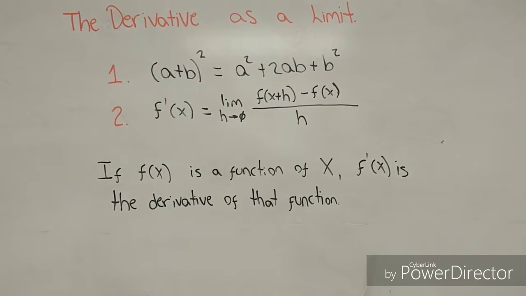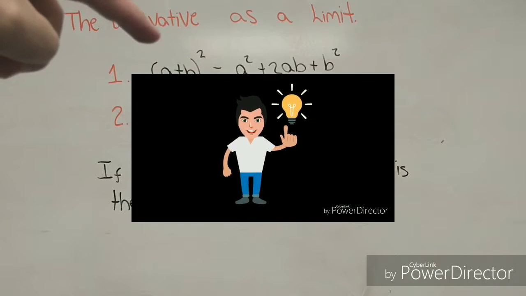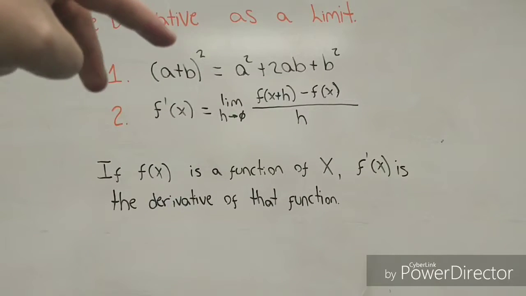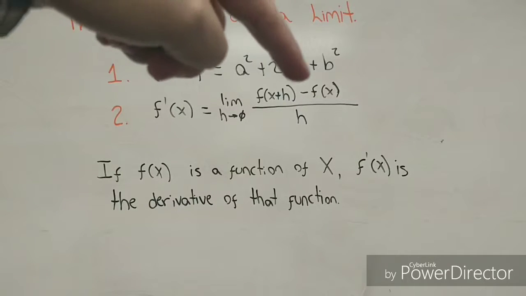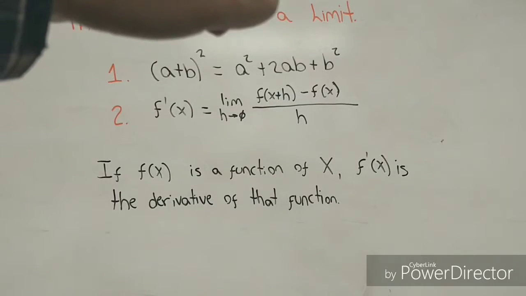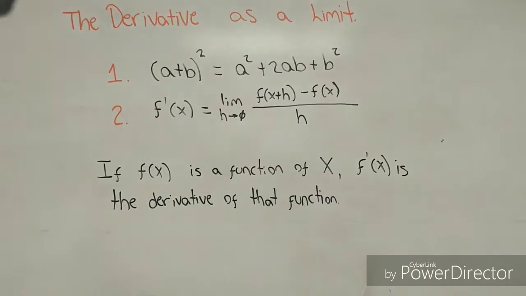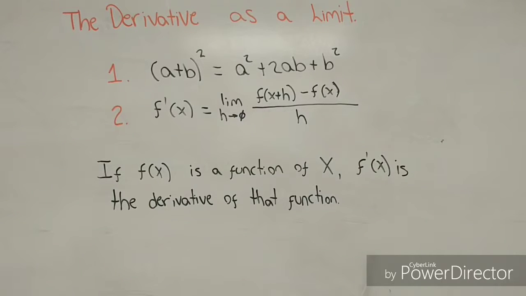Okay, first of all, the first thing that we have to remember is the factoring case, where (a + b) squared is going to be a squared plus 2 times a times b plus b squared. That's the first thing we have to remember. And then the second thing, which we didn't know about before.